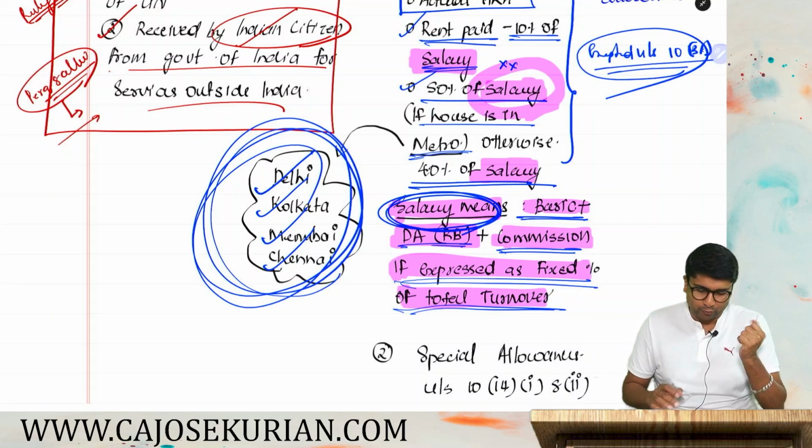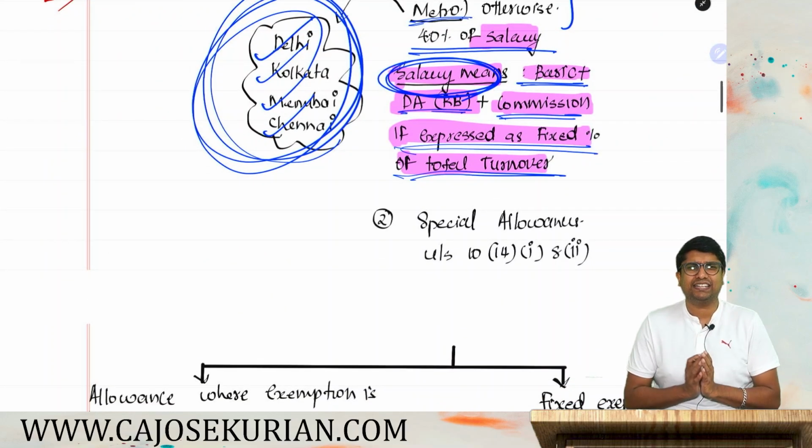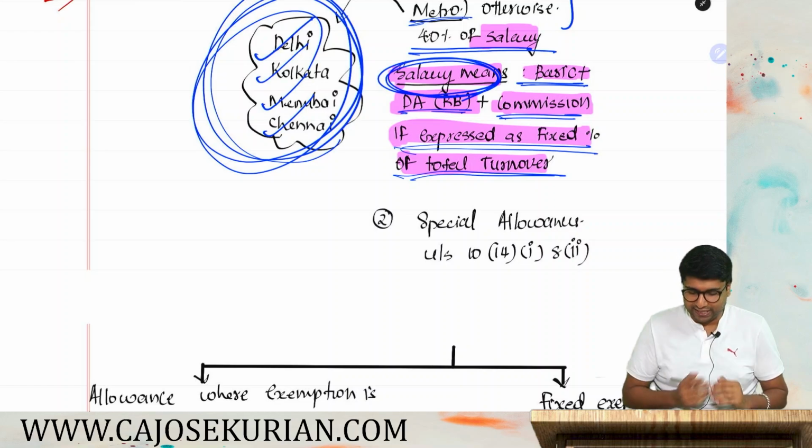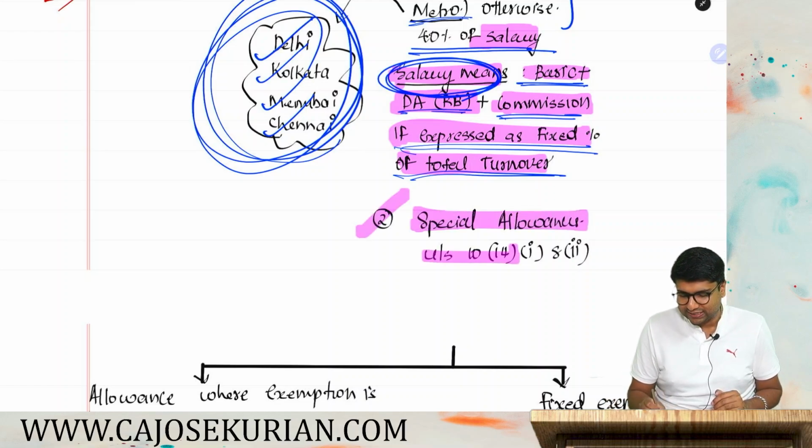That is the point. Now, moving on to the second category, which is under the partly exempted category, that is category number 2, that is special allowances, which is mentioned under section 10 subsection 14 clause number 1 and clause number 2.